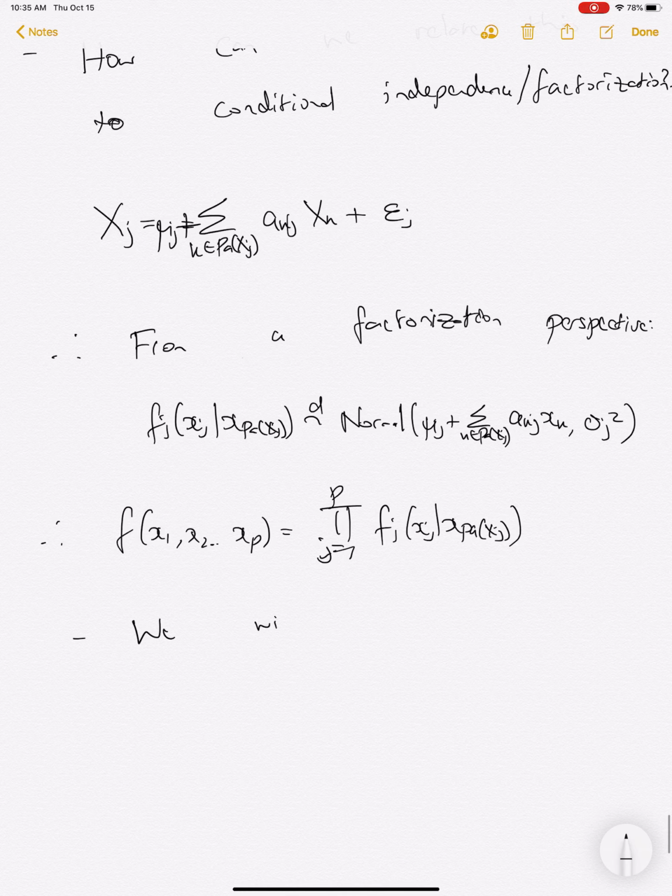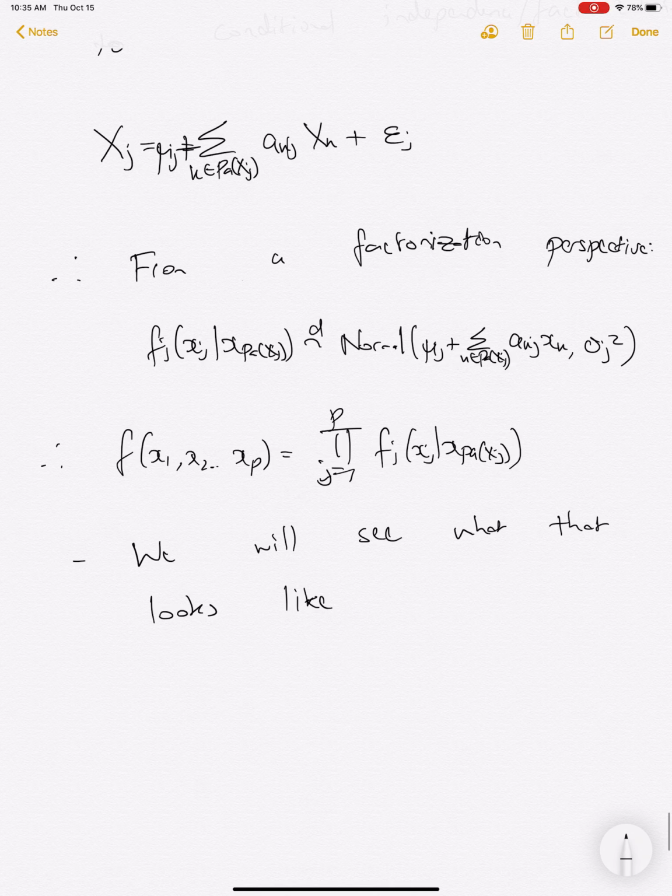So we will see what that looks like in the next lecture. We're going to put all of those conditional distributions together, and then we'll derive the overall joint from that, and that'll give us a different perspective on these structural equation models.